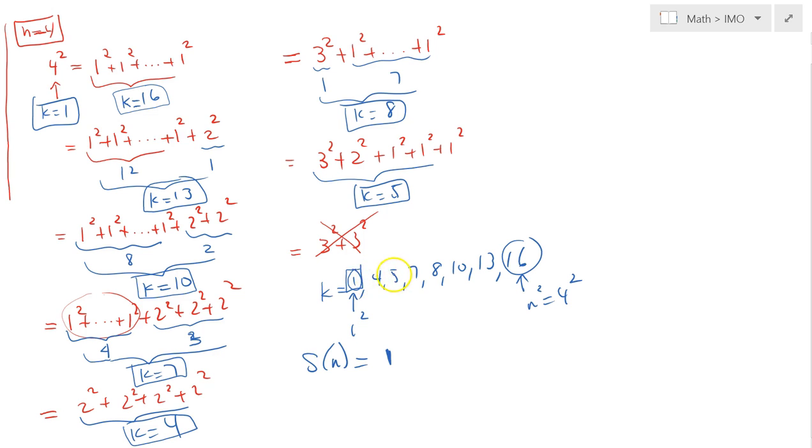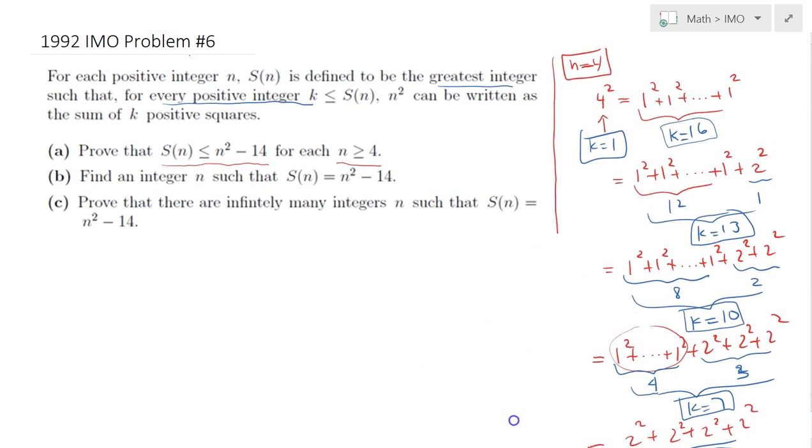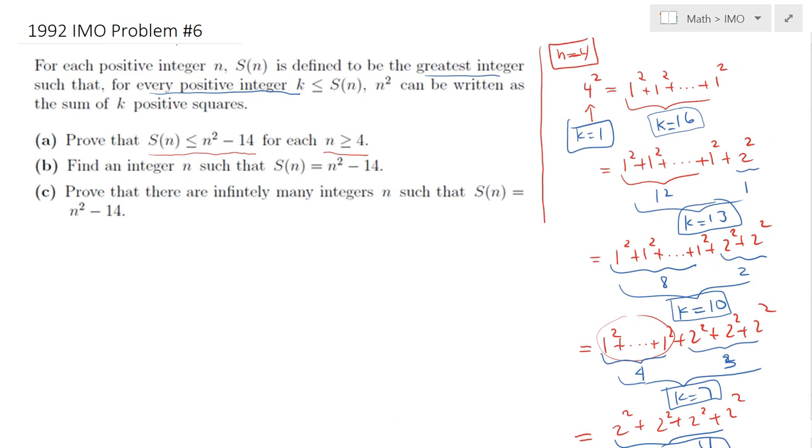And so we need to find the greatest one for which anything smaller should work, and there's only one, and S of, sorry for that, not S of 1, S of 4 as a result is equal to 1. We can obviously do similar calculations for 5 and so on, right? But then let's go back to our original problem.